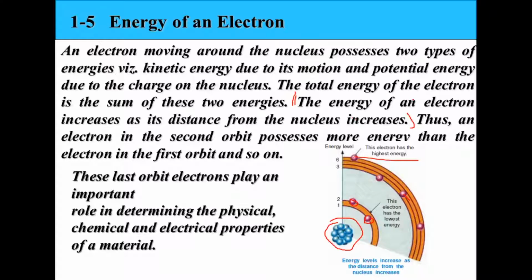Now, we said the energy of an electron increases as its distance from the nucleus increases. Which means, in this diagram here, the electron in the second orbit has more energy than the electron in the first orbit. The electron in the third orbit has more energy than the electron in the second orbit, and so on and so forth. We're just trying to study the energy of an electron, which means electrons in the last orbit of any atom possess the highest energy of that atom.